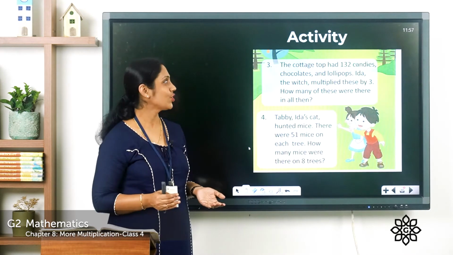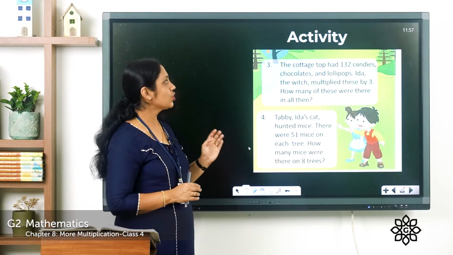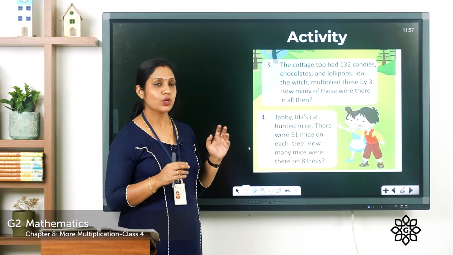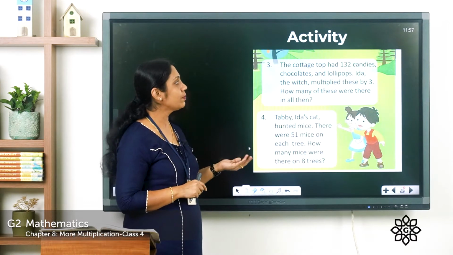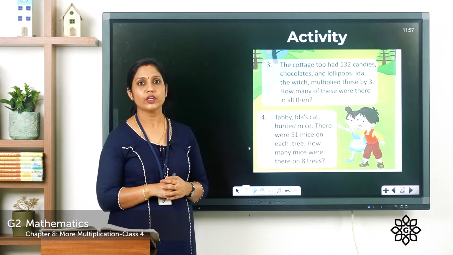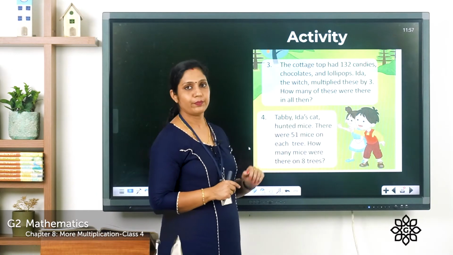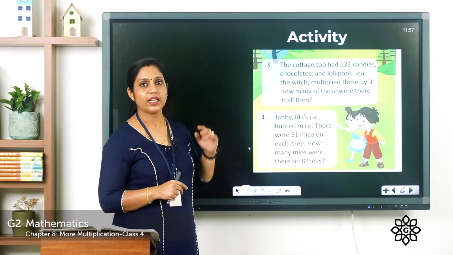So in the cottage top, there were 132 candies, chocolates and lollipops. So Ida, the witch, multiplied these by 3. So how many were there in all? So what you have to do? 132 into 3. So find out the steps and multiply that.